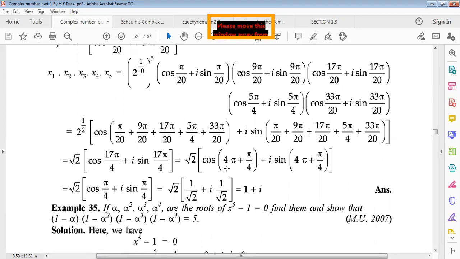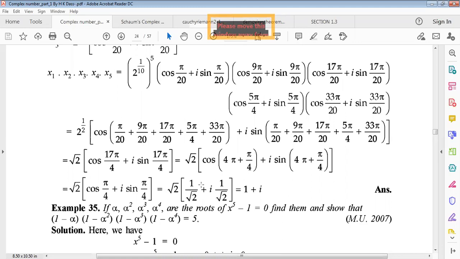Now this can be written as 4 pi plus pi by 4. 4 pi plus pi by 4 means what? 17 pi by 4. Similarly, this 4 pi plus pi by 4 is what? How many degrees? This is in which quadrant? Pi is 180 degrees. Second quadrant. So cos will be positive, and similarly sine will also be positive.